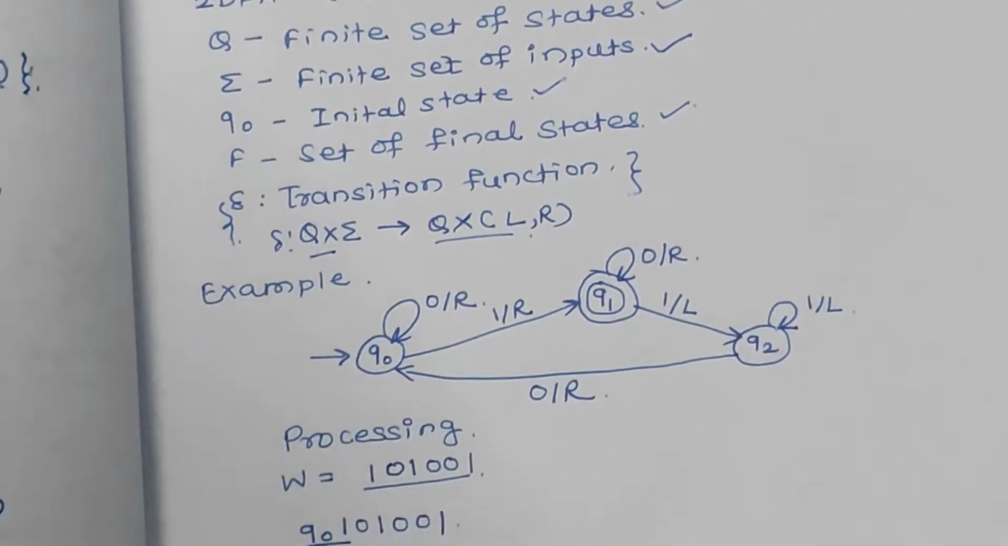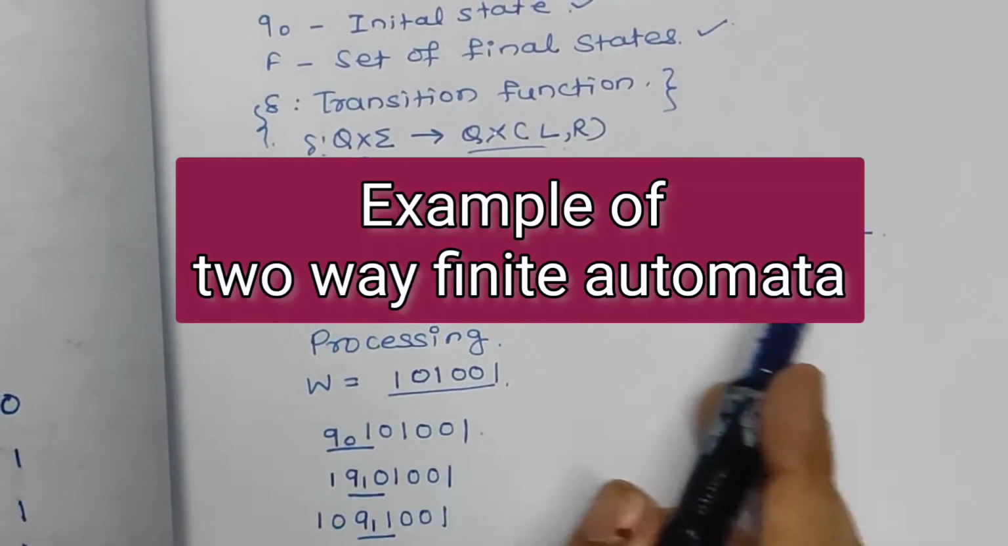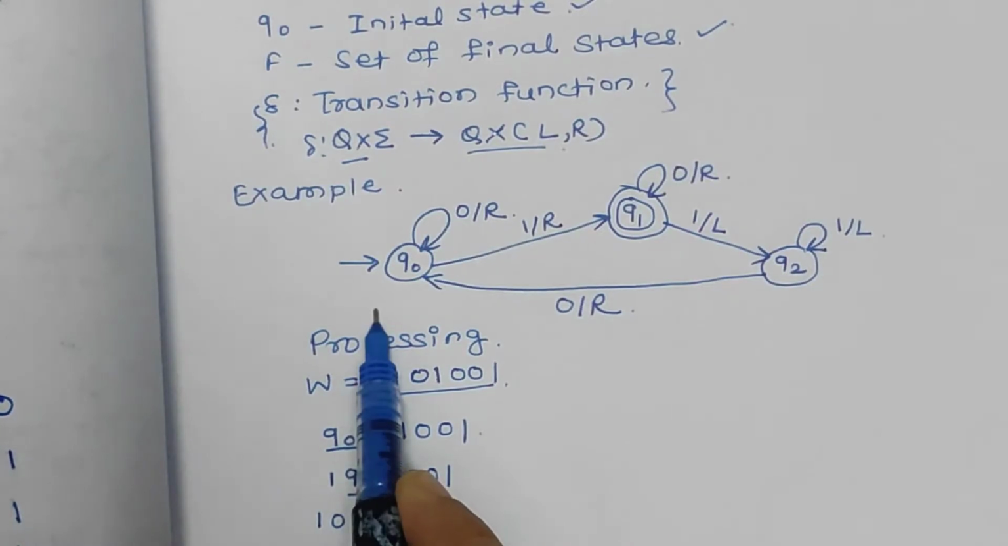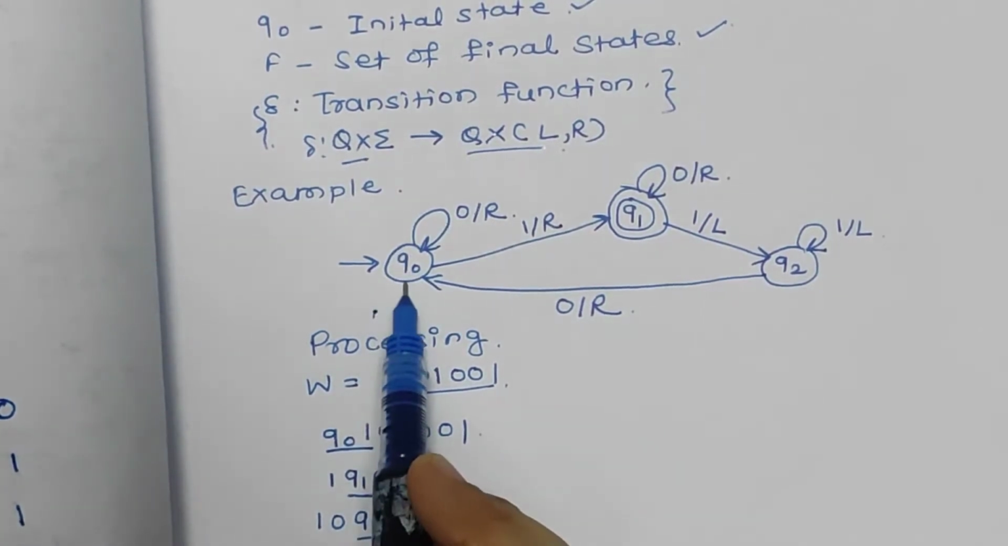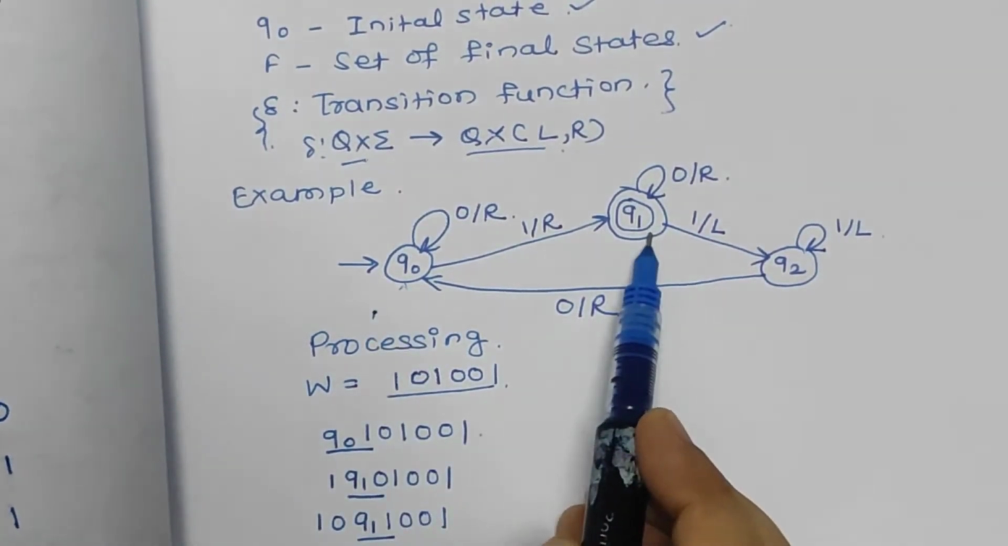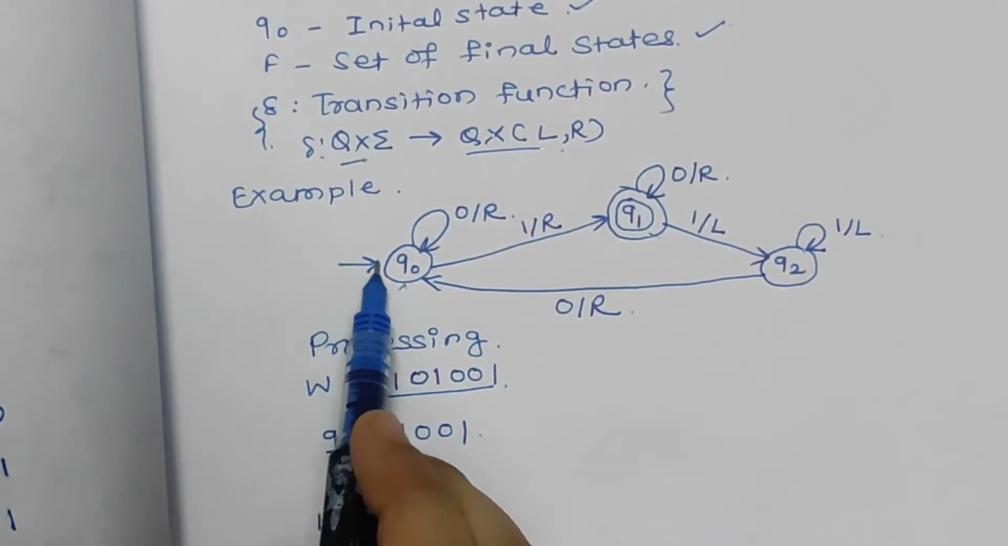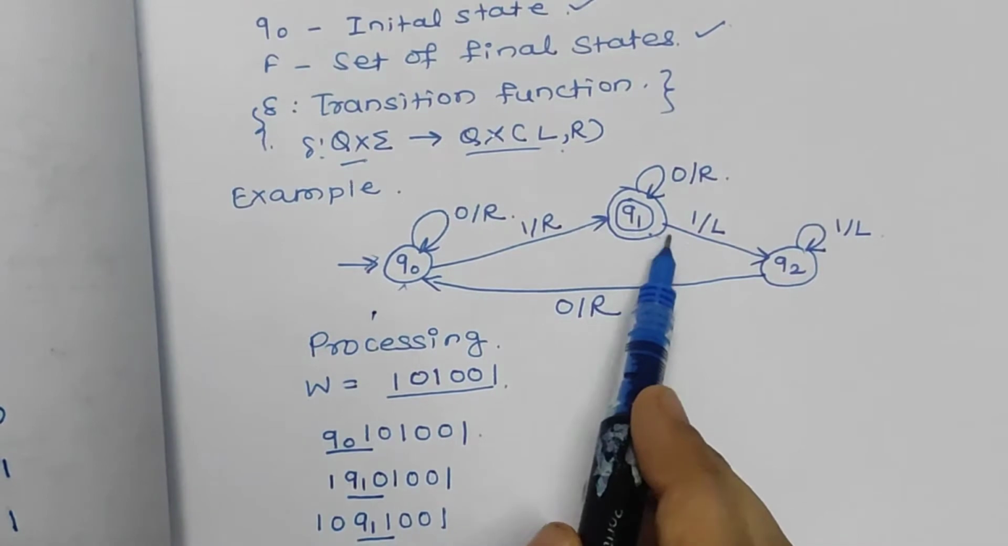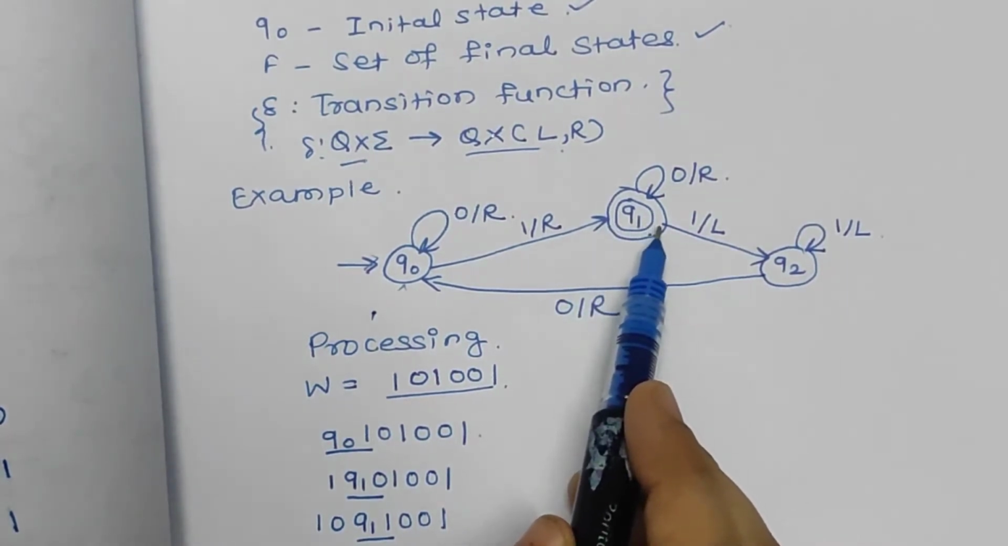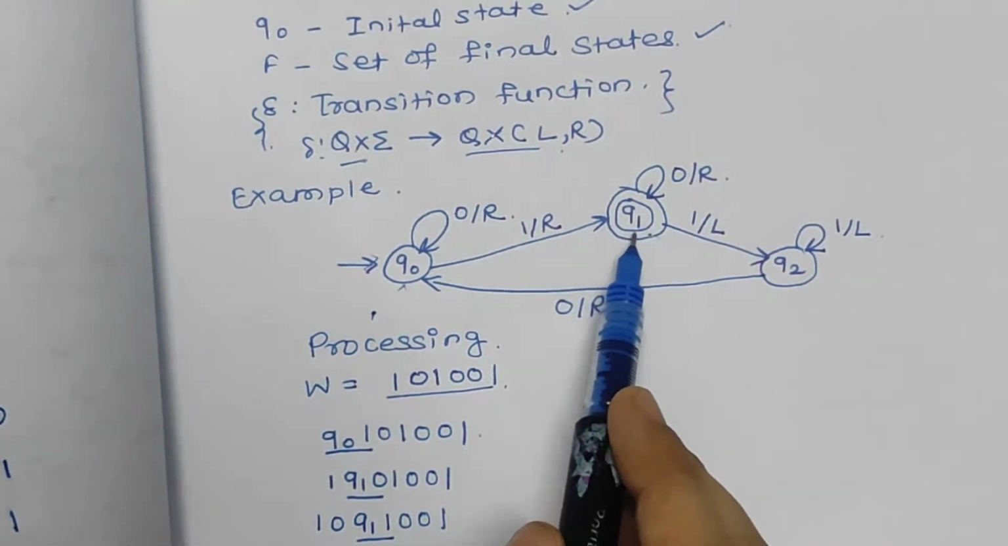It can be made clear with the help of one example. So this is a two-way finite automata. This is the initial state. This is the final state. We discussed in earlier videos that the initial state is represented with one arrow and the final state is represented with a double circle.